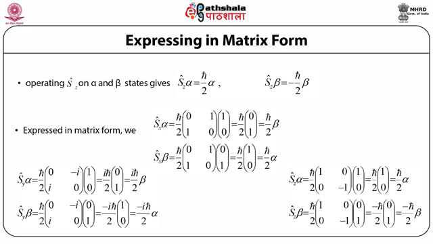Similarly, the operator Sx acting on the eigenstate beta gives h cross by 2 times the 2 by 2 matrix 0 1 1 0 times column matrix 0 1, and this is equal to h cross by 2 times column matrix 1 0, and this is equal to h cross by 2 times alpha, where h cross by 2 is the eigenvalue and alpha is the corresponding eigenstate or the spin up state. So here if we look at this relation, we can see that the spin up state is given by the column matrix 1 0, while the spin down state is given by the column matrix 0 1.